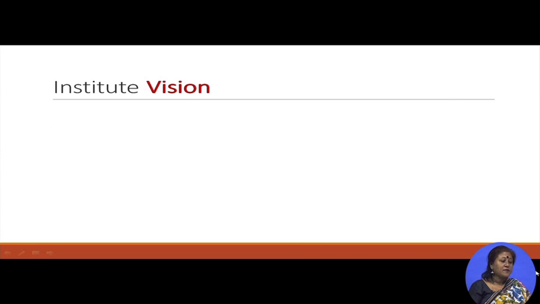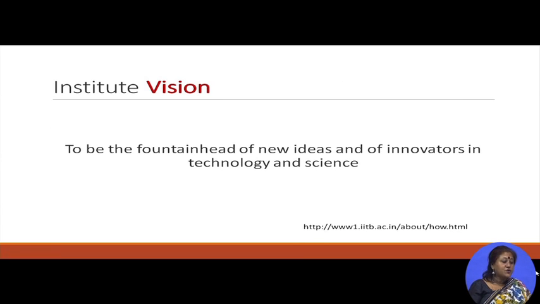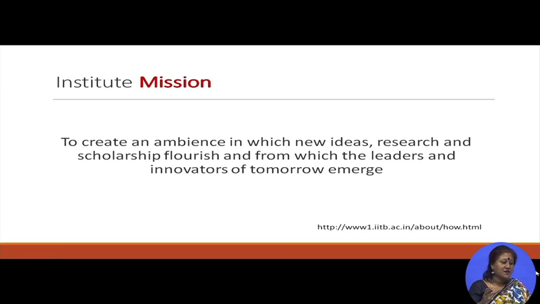Suppose IIT Bombay's vision is to be the fountainhead of new ideas and innovators in technology and science. This is the vision. To achieve the vision, the mission is to create an ambience in which new ideas, research and scholarship flourish, and from which the leaders and innovators of tomorrow emerge. So, that is the mission.